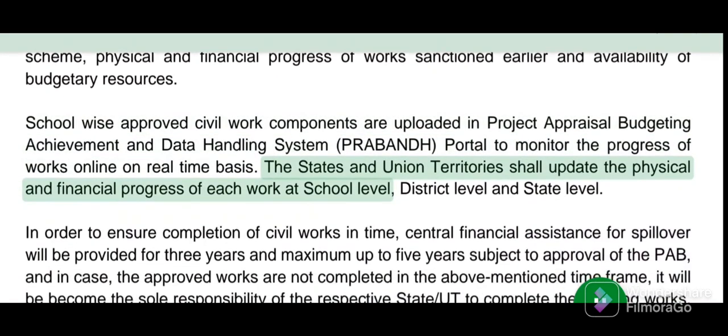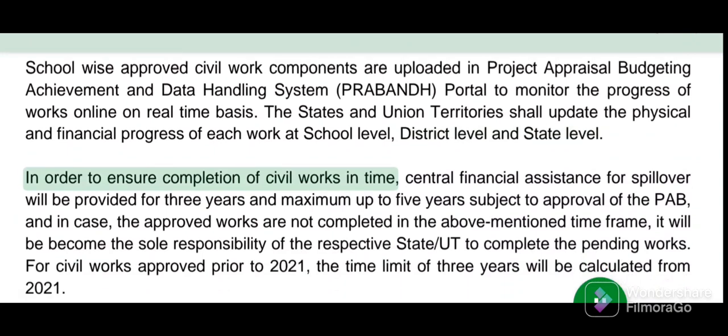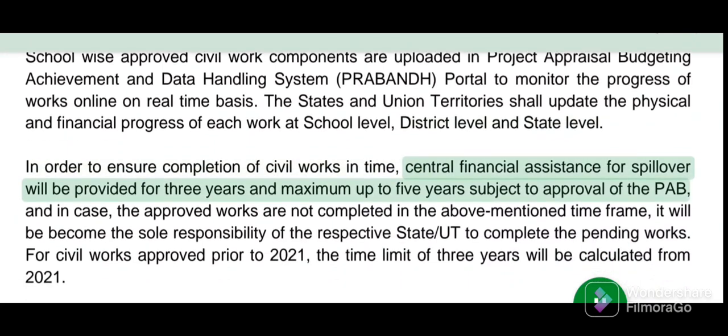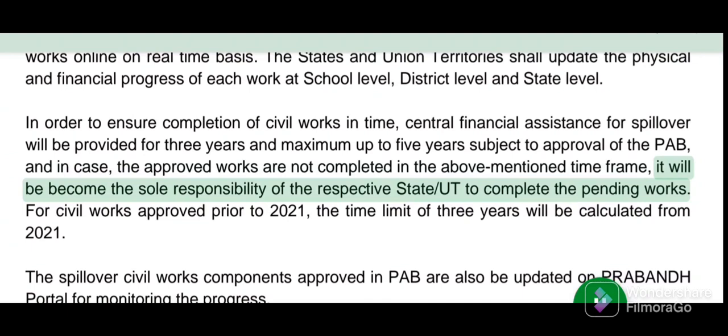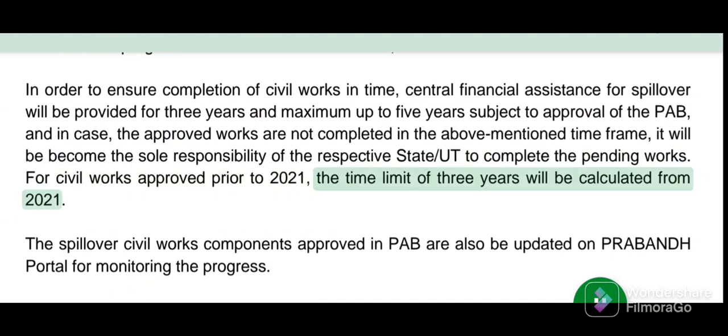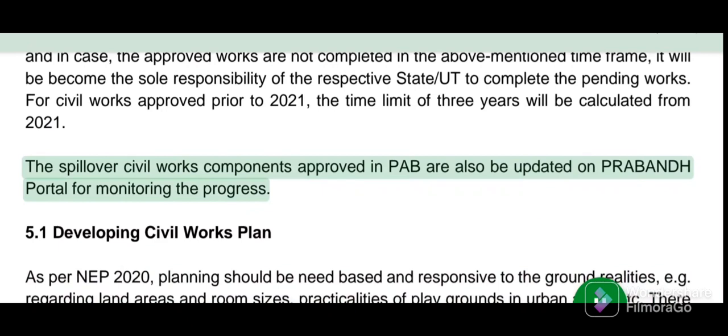The states and union territories shall update the physical and financial progress of each work at school level, district level and state level. In order to ensure completion of civil works in time, central financial assistance for spillover will be provided for 3 years and maximum up to 5 years, subject to approval of the PAB. In case the approved works are not completed in the above-mentioned time frame, it will become the sole responsibility of the respective state/UT to complete the pending works. For civil works approved prior to 2021, the time limit of 3 years will be calculated from 2021. The spillover civil works components approved in PAB are also to be updated on the PRABANDH portal for monitoring the progress.